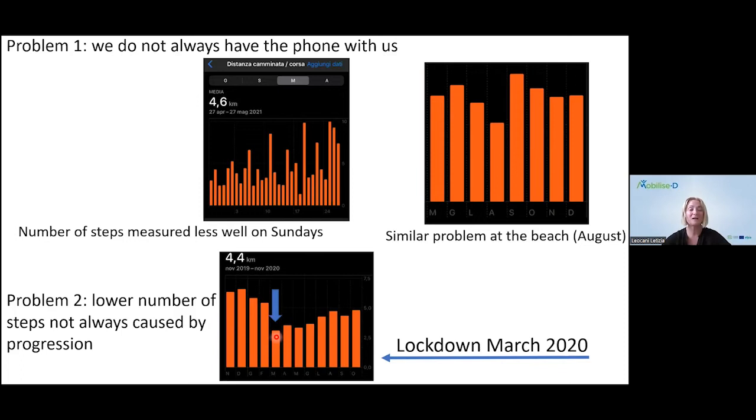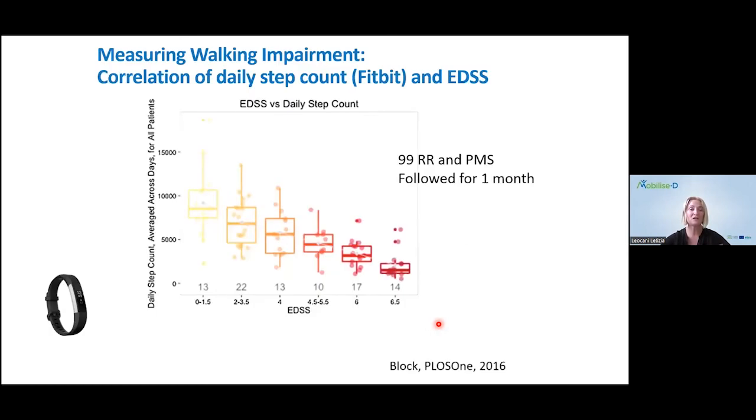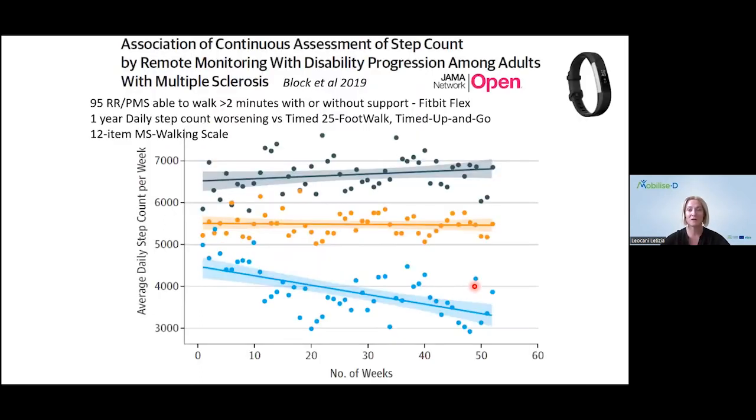And this is my number of steps going down during the lockdown we had in Milan and in Italy in March 2020. So we really need to combine many pieces of information, including environmental. And this is bringing the need to add a sensor. For example, there is already in the literature, and Gloria will show us examples, the application of a wristwatch, like the Fitbit, that is capable of measuring also the number of daily steps, and that is correlated with the EDSS that Gavin has presented us earlier.